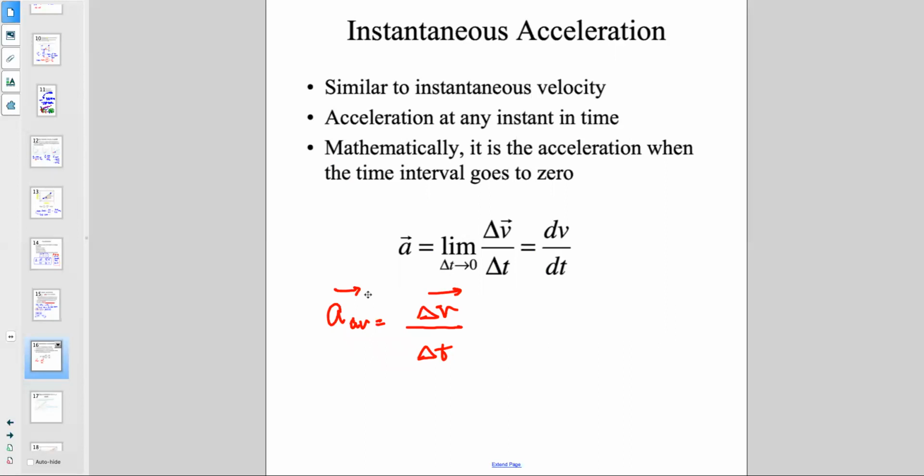If you want to find the instantaneous acceleration, not average, because average is dealing with two separate points, but instantaneous acceleration is only dealing with one point. So at that point, you have a limit when delta t goes to 0, or the derivative of v over t. The derivative of v over t means that if you take the derivative of v, you'll find acceleration.